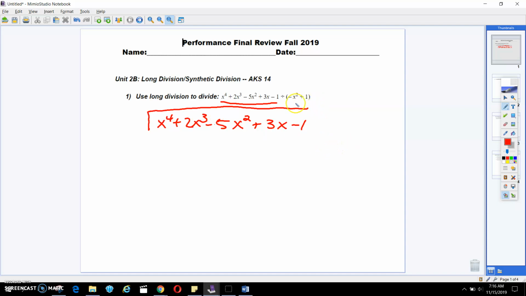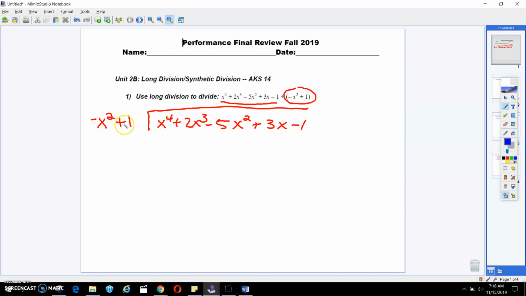Okay? And then you're going to take what's out here, which is the divisor, and you're going to put it outside of the house. I'm not sure why we call it the house, because it's not a stable house.